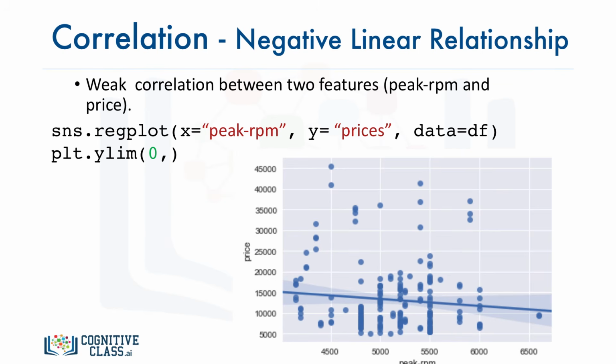Finally, we have an example of a weak correlation. For example, both low values of peak RPM and high values of peak RPM have low and high prices. Therefore, we cannot use RPM to predict the values.